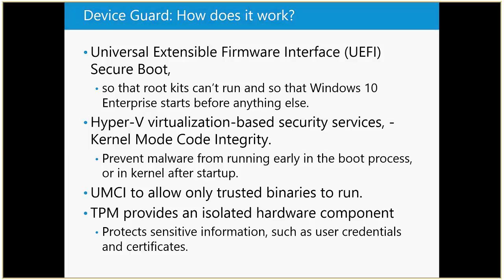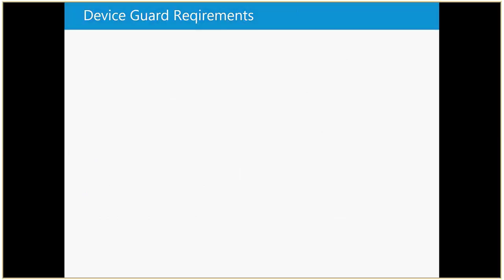So by verifying the BIOS before the BIOS is allowed to run, verifying the kernel before it's allowed to run, and then verifying binaries before they're allowed to run, this does a significant amount to prevent unauthorized code from running on your machine. In order to do this, Device Guard, which is a part of this controlling of what's happening on your machine, has a couple of requirements.